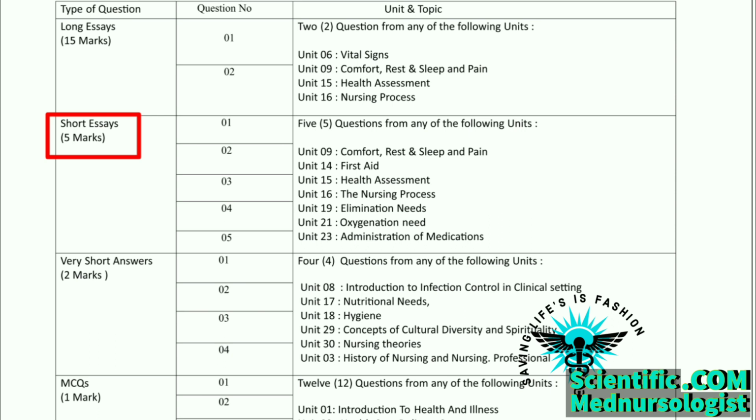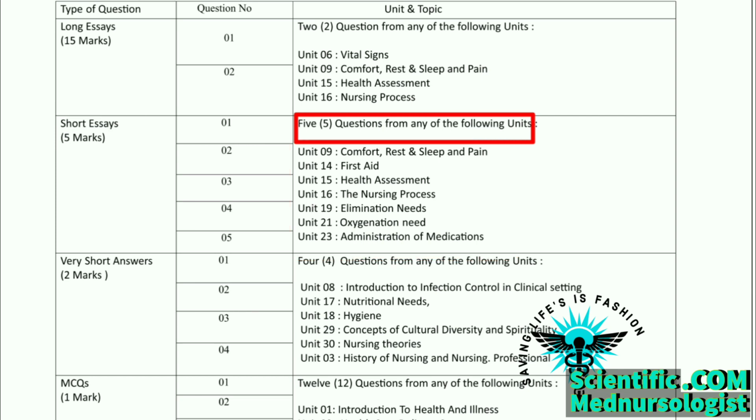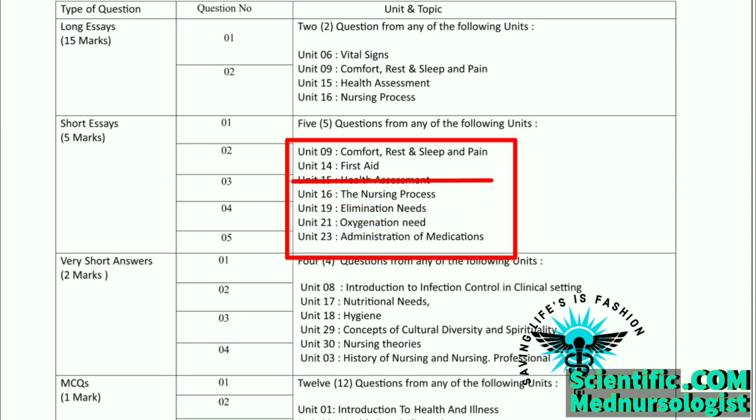Second part is the short essay part, which carries 25 marks. Here 5 marks for each question, and it consists of 7 standard questions. Out of these, only 5 standard questions will come for the degree examination, and those 5 standard questions contain only 1 ordinary question each from the unit of the particular standard questions.